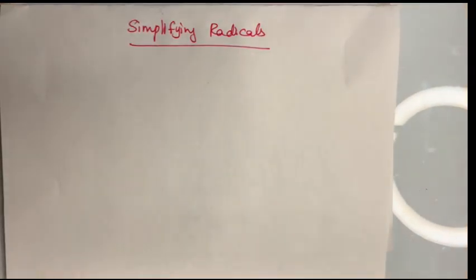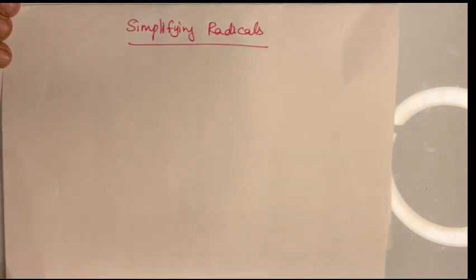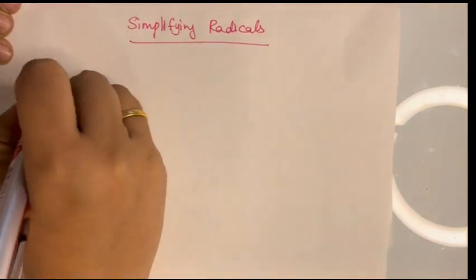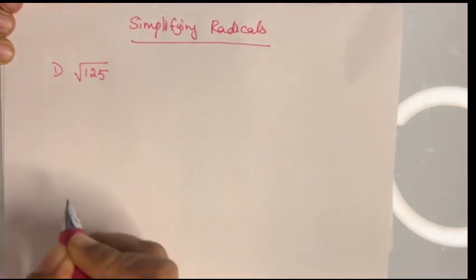In this video, we are going to see how to simplify radicals. We are especially focusing on only square root. There are a lot of different radicals, cube root, fourth root, fifth root, but in this video, we will be focusing only on square root. So for an example, if I have square root of 125, how do we simplify that?